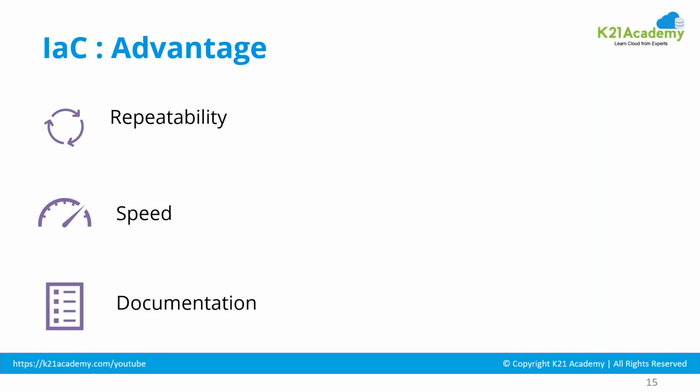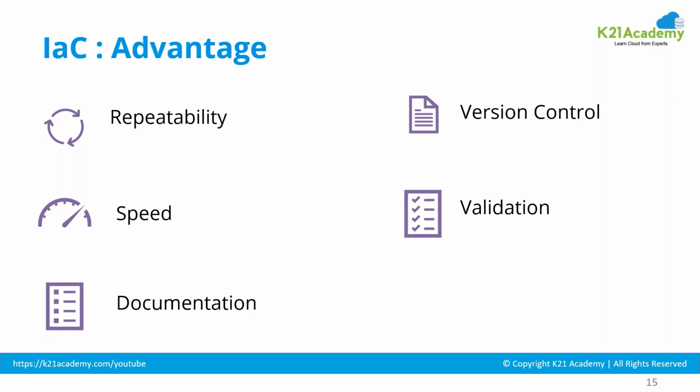Documentation: for your infrastructure you are now going to have documentation, which you can keep for audit purposes. Version control is there, so whenever there is a change, a new version gets generated, and you will have a complete track of the changes in the infrastructure. Validation: you are going to validate your infrastructure before you make it live, so you have one level of check.